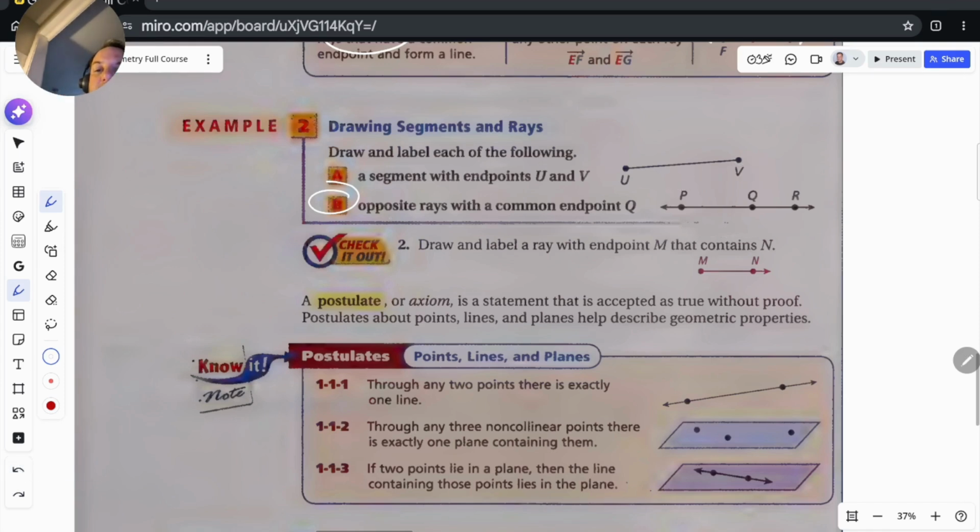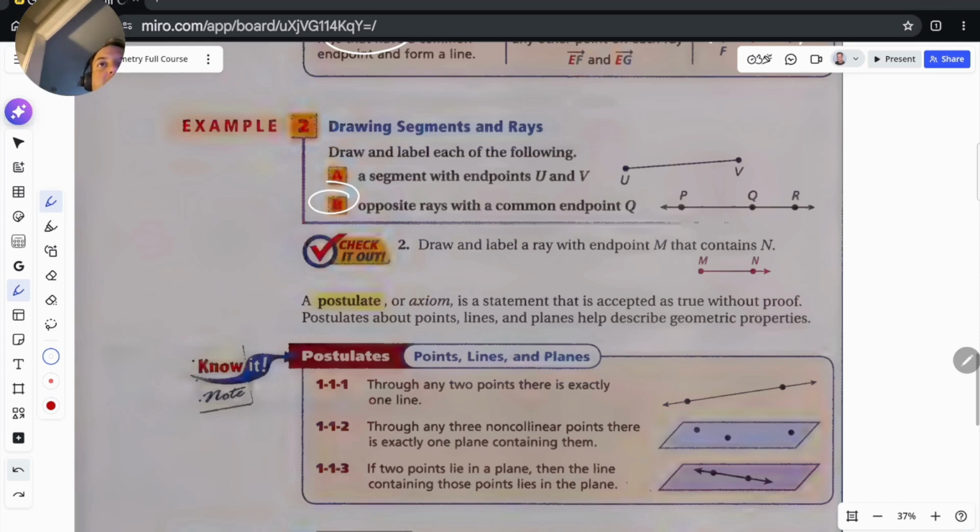And these opposite rays with a common endpoint form our line. So we have ray QP, and we have ray QR. Now when we're naming them, the endpoint Q must come first in both names because Q is the starting point of each ray, so order does matter.